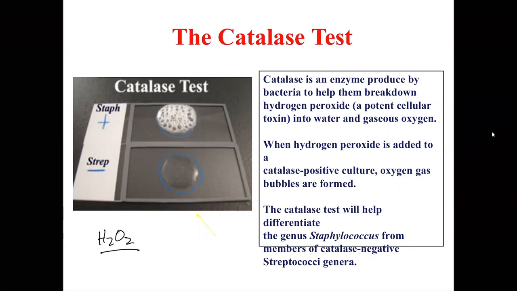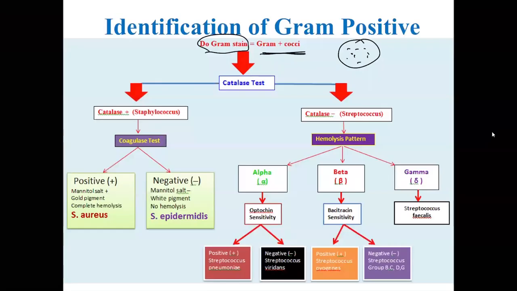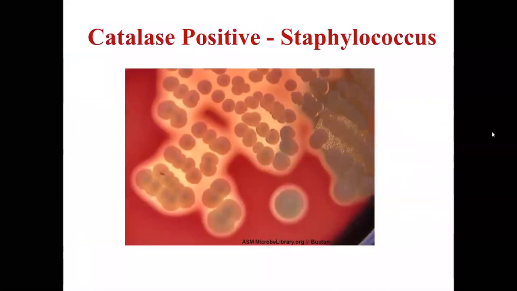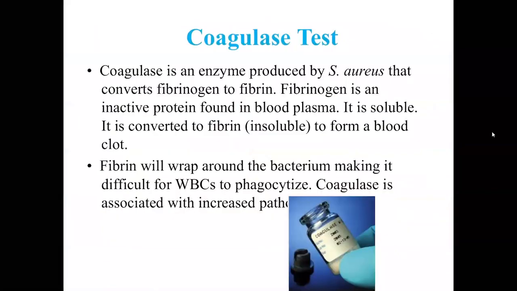Another way to do it is to make a slide and look at it. If it's catalase positive, so this is peroxide, it's staphylococcus. If it's catalase negative, it's streptococcus. If it's staph, and you can confirm that with your gram stain, you will do a coagulase test, and let me show you what that is. So there's more about catalase.